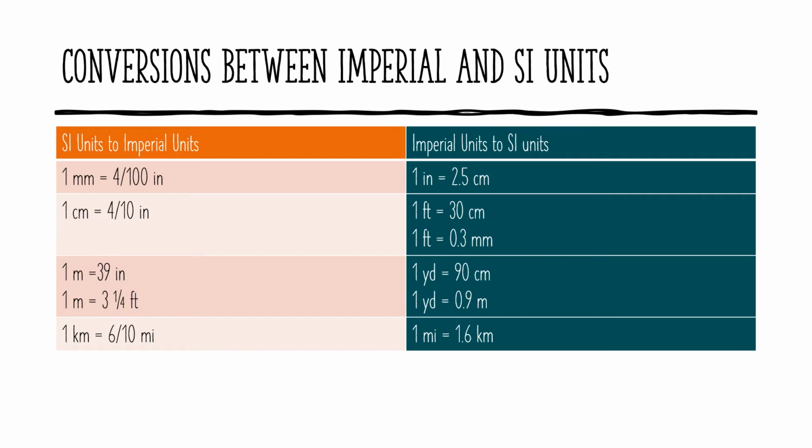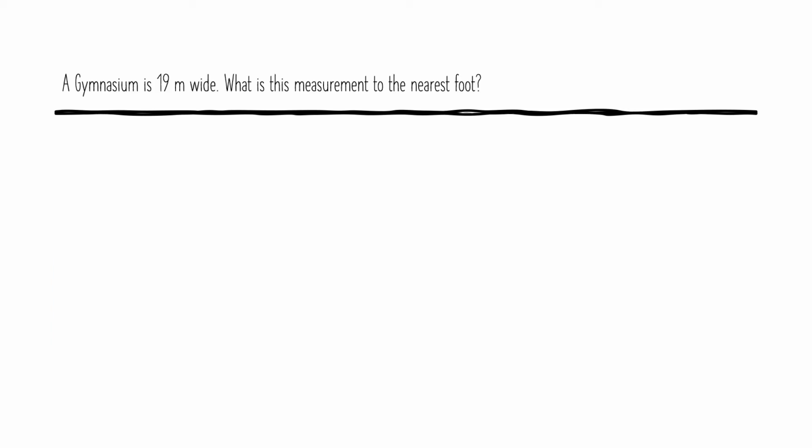So now let's discuss conversions between imperial and SI units. The table below illustrates many important relationships that we can use for our proportions. We will be referencing this table in the next few examples. Okay, so let's try another problem.